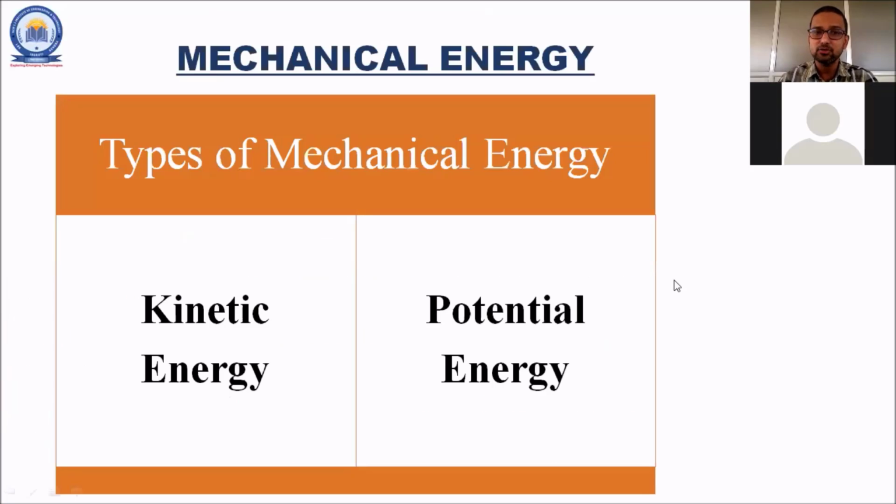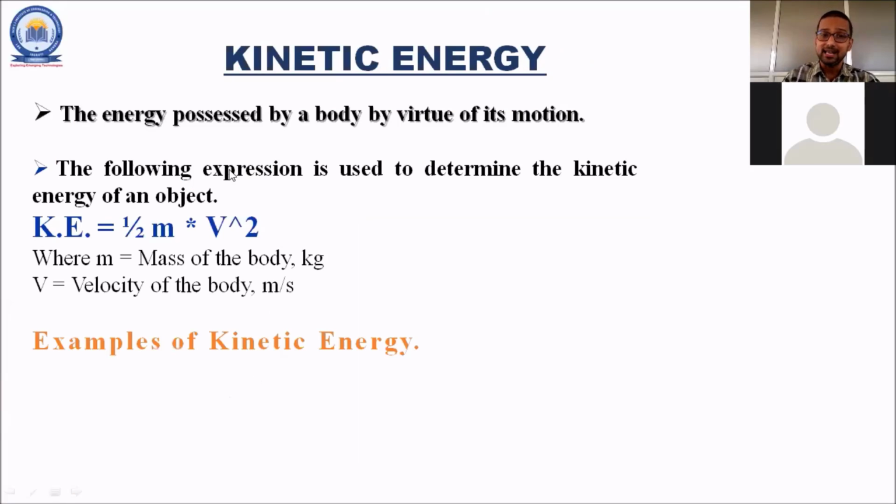Moving further with the next topic, that is the mechanical energy. Mechanical energy basically is divided into two types, the kinetic energy and the potential energy. Kinetic energy, I think that you are aware about it, is the energy possessed by a body by virtue of its motion. That means whenever there is a body in movement, we are considering the kinetic energy. And the expression for finding kinetic energy is KE equal to half mv square, where m is the mass of the body and v is the velocity of the body.